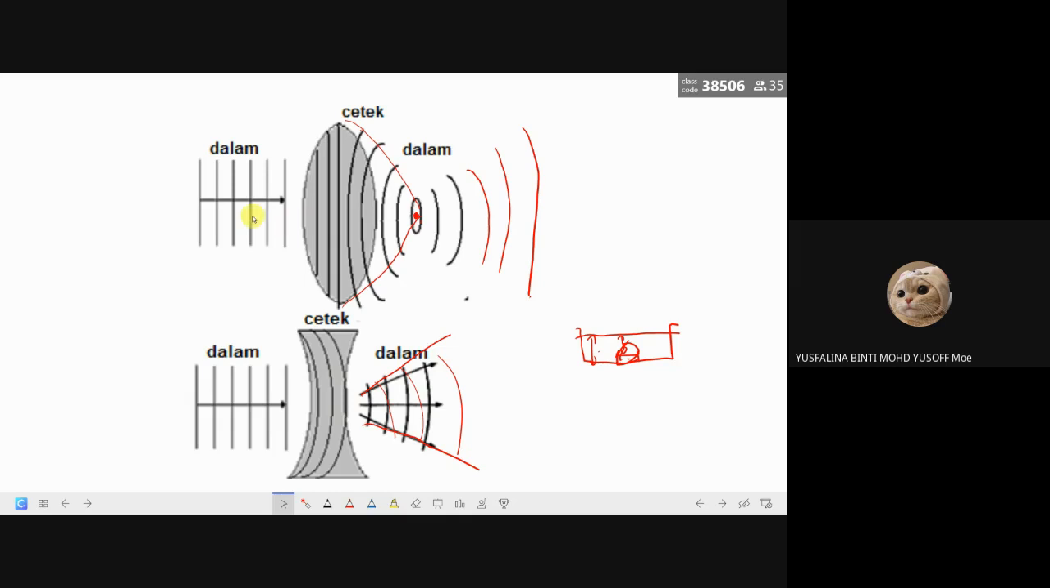But for this one, from the shallow area, the wavelength will become closer. But when it comes out, it will focus at one point because the convex lens converges. It converges all the waves into one point. So this is the F. We call it the focus point. All right. So can you understand this one?